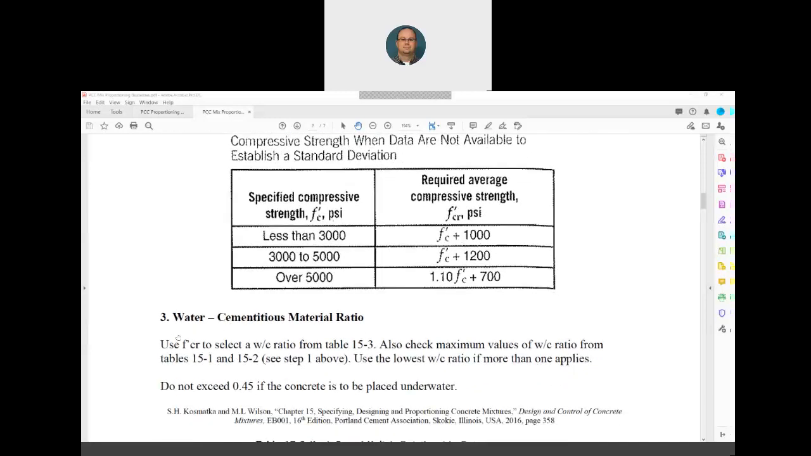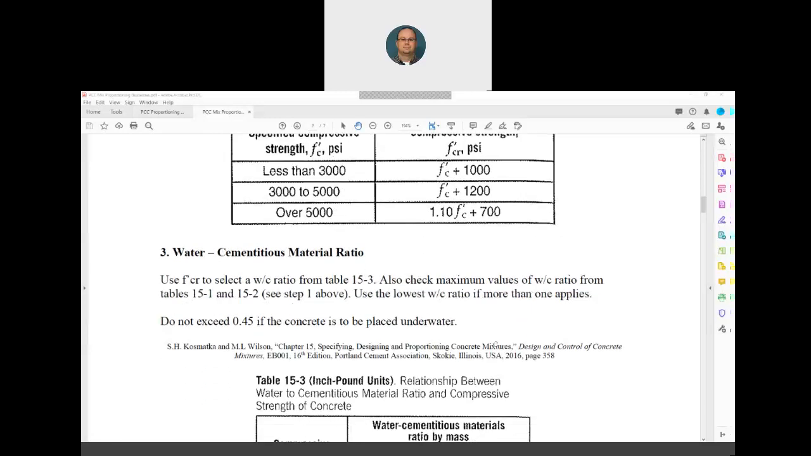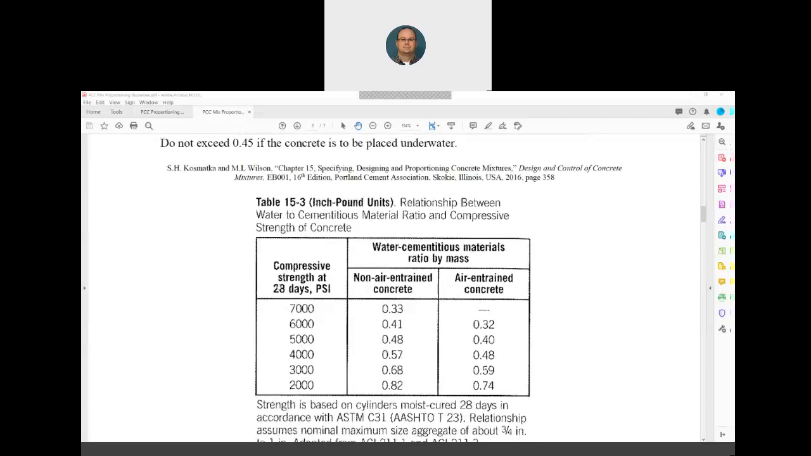All right. Step 3, water cement ratio. Using F prime CR to select a water cement ratio from table 15.3. All right, where's 15.3? All right, compressive strength at 28 days. So here's your compressive strength. And then I got to decide, am I non-air entrained concrete or am I air entrained concrete? If you're in any kind of freeze-thaw environment, you're going to be in air entrained concrete. If you're in a warm Bahamas area, you're not going to have air entrained concrete. Okay, so pay attention to that.